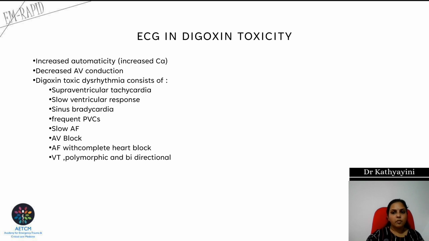Mostly, if a patient having AF is on digoxin and develops toxicity, the patient may present with a regularization of the atrial fibrillation. That is, a slow AF with a regular rhythm may be seen in a patient having AF on digoxin who develops toxicity, because of the development of a complete heart block.